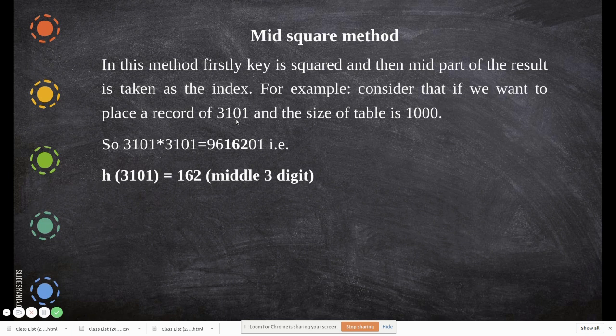There comes the hashing function. So how is it done? One of the methods is mid square. In mid square, you find the square and take only the middle value. Leave the first two digits and last two digits, and take the middle three digits. This is one of the methods. So in the place of 162, this data 3101 will be stored.